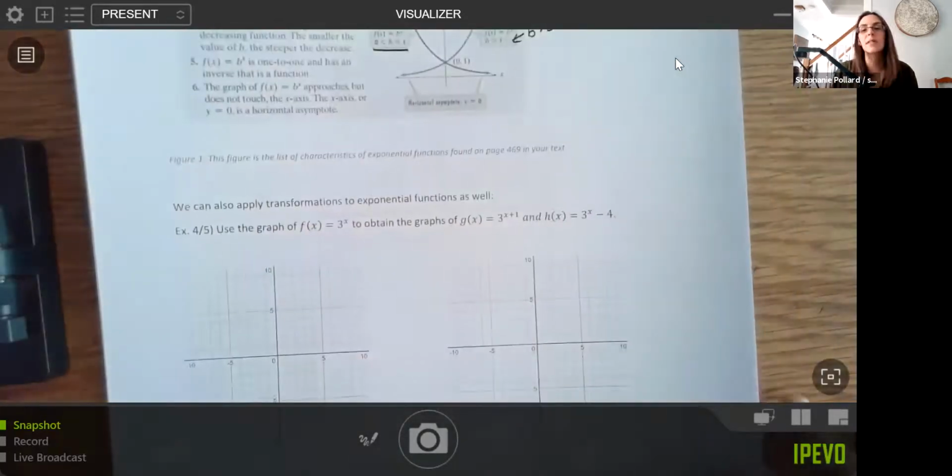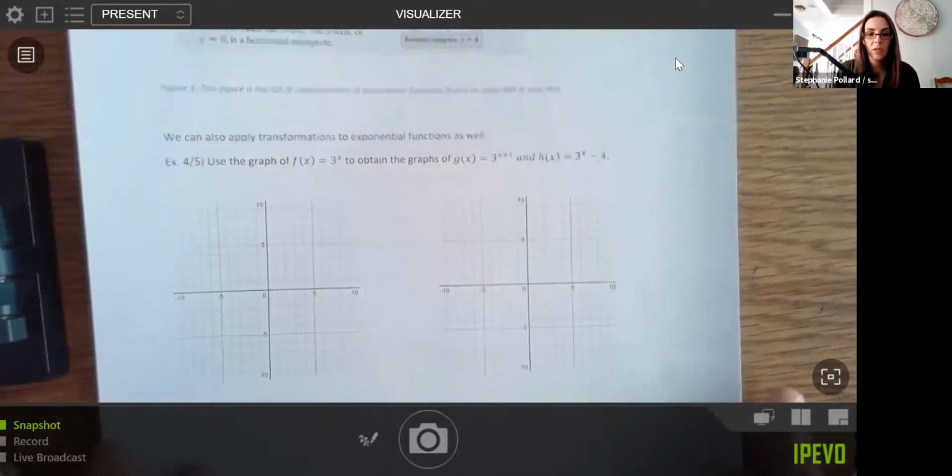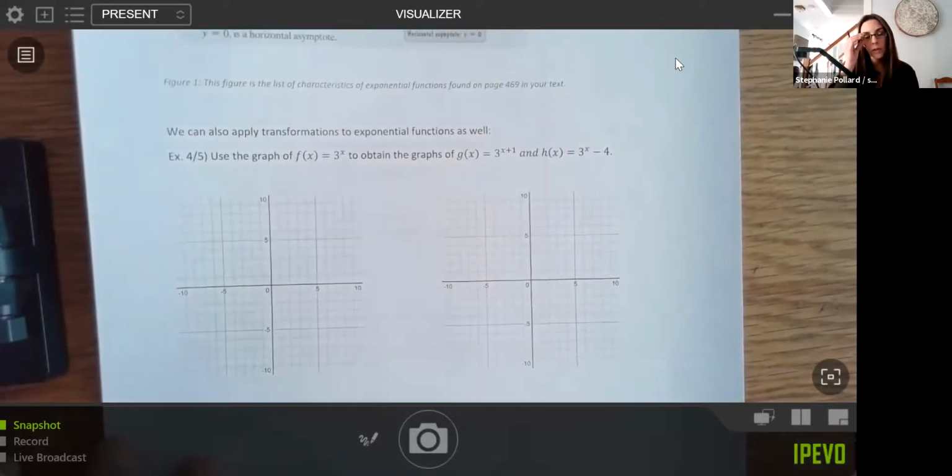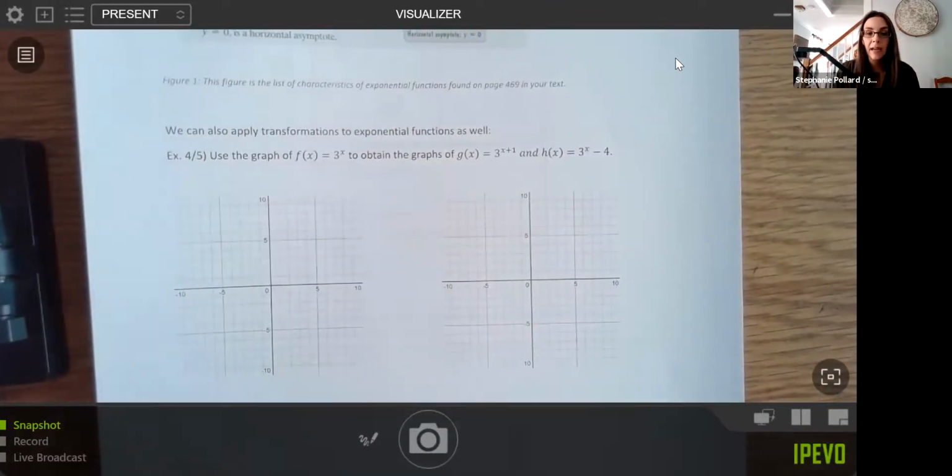All right, so let me do one more set of examples here in this video, just to continue on with graphs. So here we're going to graph the function 3^x, and then we're going to graph two transformations, 3^(x+1) and 3^x minus 4. So let's start with our base function first.